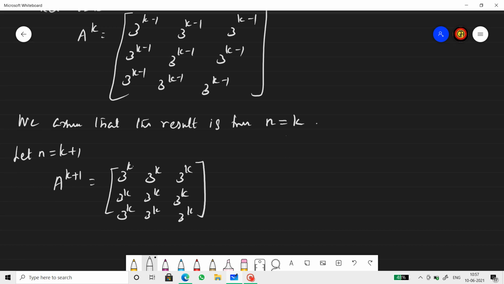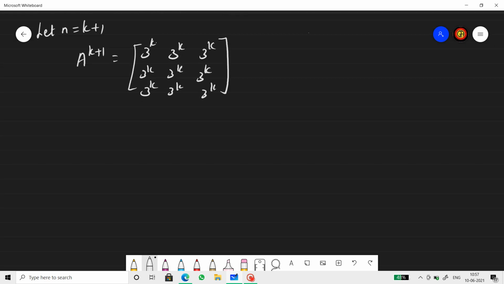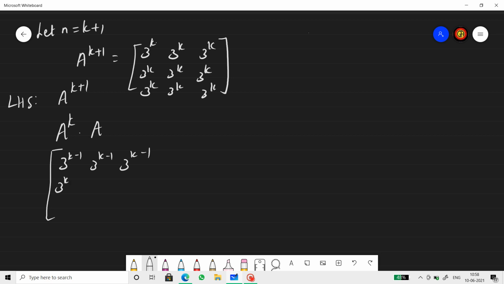So what do we do now? Let's take the LHS, which is A to the power of k plus 1, which we can write as A power k into A. And what is A power k? A power k is the one that we assumed as true when we substitute n equals k. So right now I'm not scrolling, I'm writing the matrix directly. So 3 to the power of k minus 1, throughout.